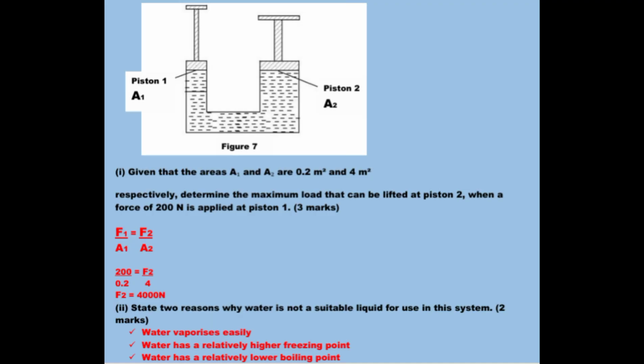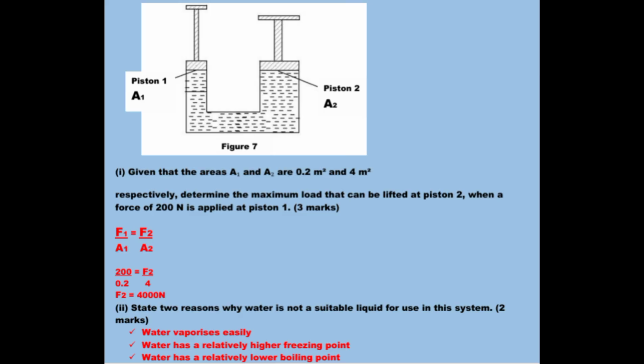Roman 2, state 2 reasons why water is not a suitable liquid for use in this system, why we cannot use water. In other words, what are the properties of a liquid that can be used in hydraulic systems? So water vaporizes easily, that's why it cannot be used. Another reason, water has a relatively high freezing point. That is to mean that water will easily freeze, because the freezing point is simply 0 for pure water, so it will easily freeze if temperature reaches that point. Water has a relatively low boiling point. That's another reason. It boils very fast, maybe at 100 degrees, so that is why we cannot use water there. In other words, the liquid used for that purpose must have a wide temperature range, which water does not qualify.